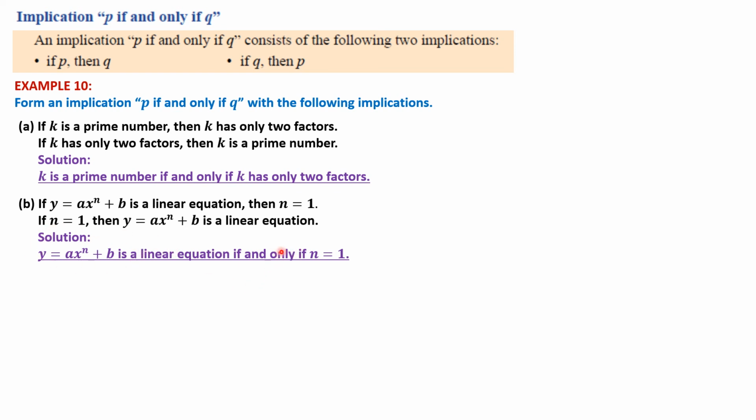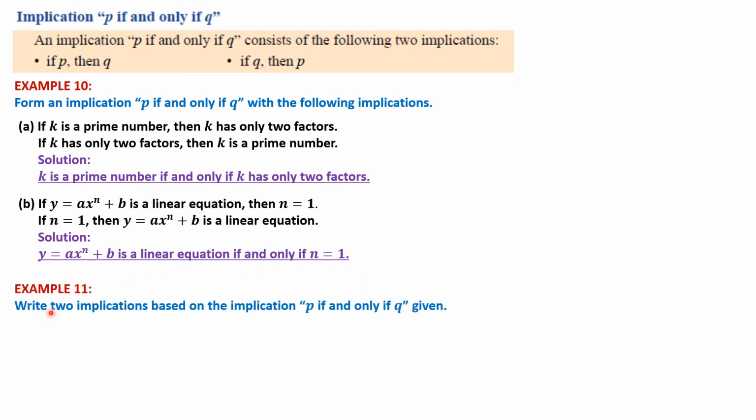Okay, so we look at the second example. This one is also the same. You write P first. After that, you write the format P if and only if Q. So the first implication is in the format if P then Q, and the second implication is in the format if Q then P. So I write statement P first: y equals ax to the power of n plus b is a linear equation if and only if n equals 1.